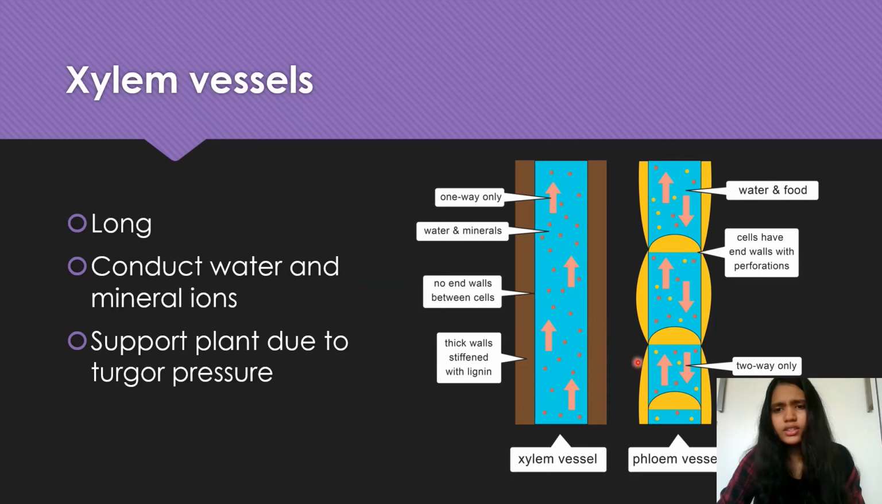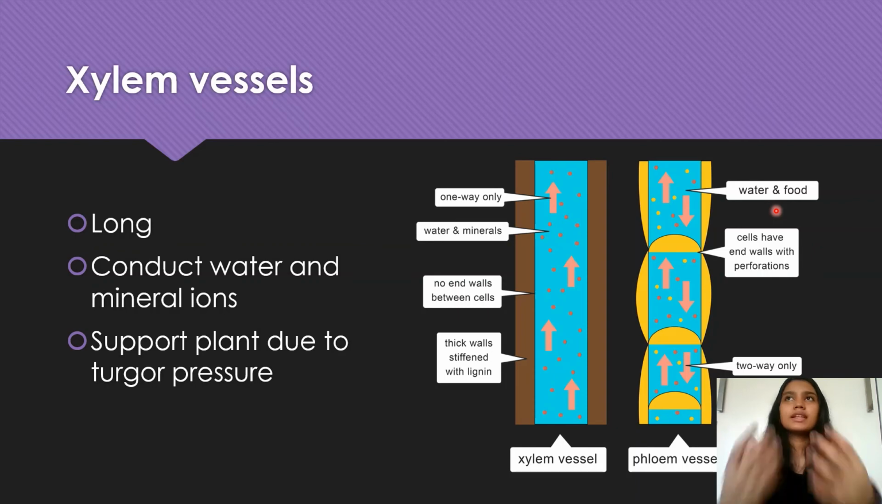And this is a phloem, which is two ways only, and it has end walls with perforations. It transports ions and water. No, not ions and water. Food, basically. The phloem is basically used in translocation, where it transports sucrose and amino acids to other parts of the plant from the leaf, from the source.